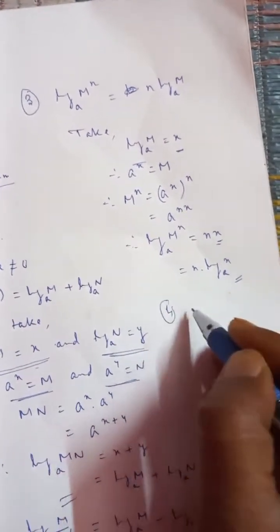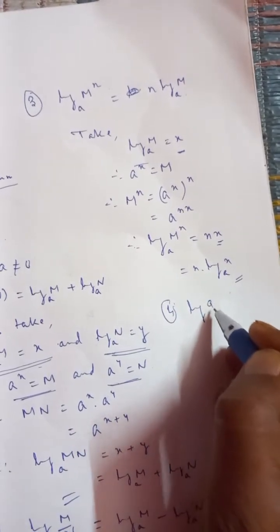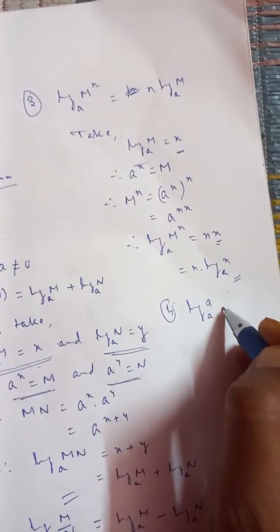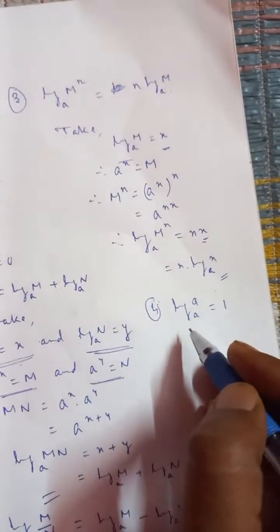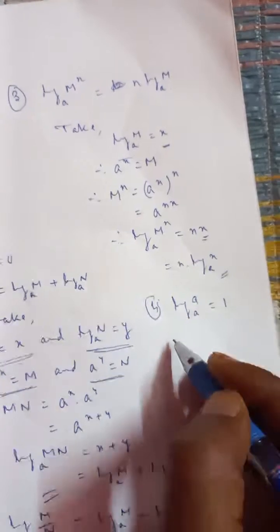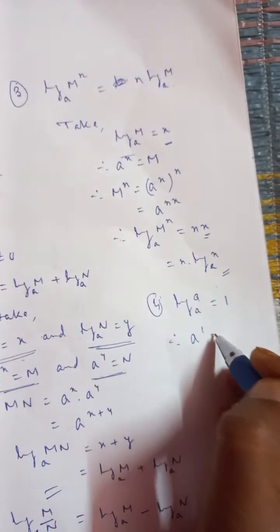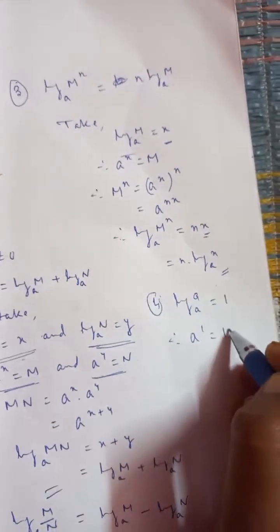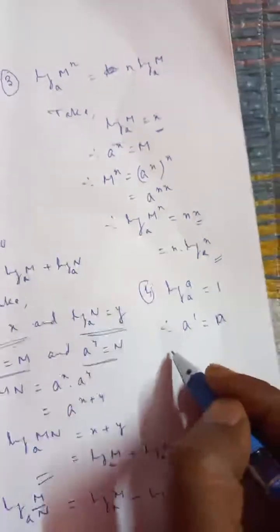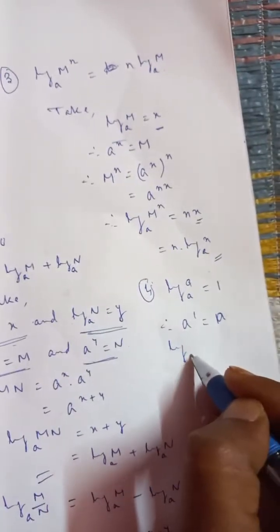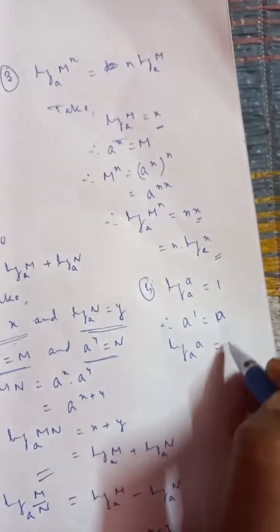What will be the value of log of a base a? It is equal to 1. So how can we prove this? We know that a to the power 1 is equal to a. So to take it in logarithm form, we will have log of a base a equal to 1.